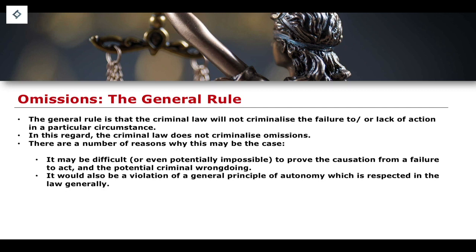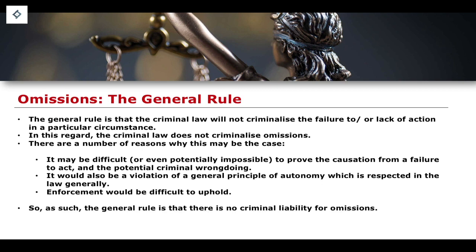In a similar way, it also seems to violate the general principle of autonomy, which is respected in law generally: that we, as autonomous individuals, have the ability to make decisions about what to do in a particular circumstance. So to suggest that failing to perform an act in a particular circumstance gives rise to criminal liability would seem to be a violation of this principle. It would also be very difficult to uphold and enforce a general rule for omissions which criminalizes any conduct pertaining to a failure to act in a particular circumstance. And so the general rule is that there is no criminal liability for omissions.